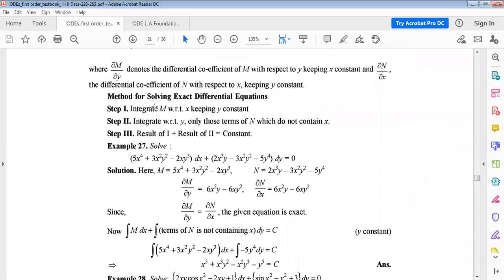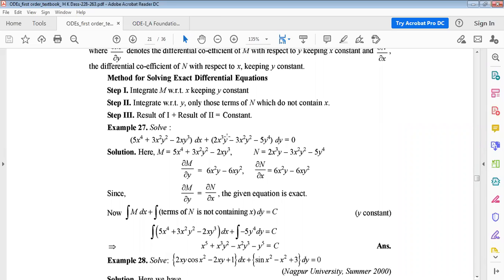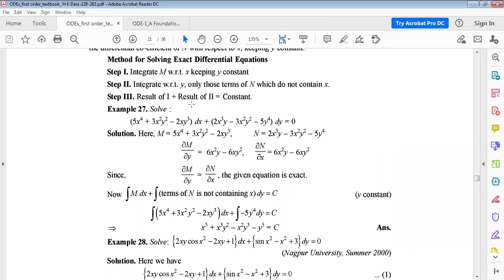There is a procedure for solving an exact differential equation. In step one, first of all, we have to integrate M with respect to x, keeping y as constant. We have to remember this process. In step two, integrate with respect to y only those terms of N which do not contain x. Then the solution will be the first step plus the second step equals a constant. Now let us consider an example.